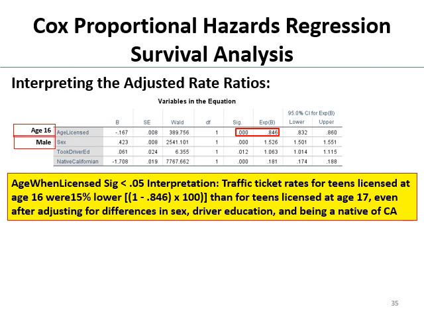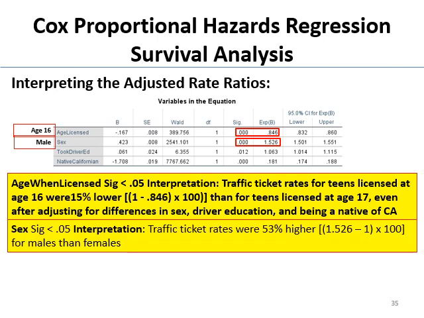How about for sex? Well, remember, the rate ratio for sex represents males versus females. Is it significant? Yes. And it's 1.526, so about 1.53. How do we interpret it? Well, turn it into a percent change. Traffic ticket rates are about 53% higher for males than females. Not shocking at all.